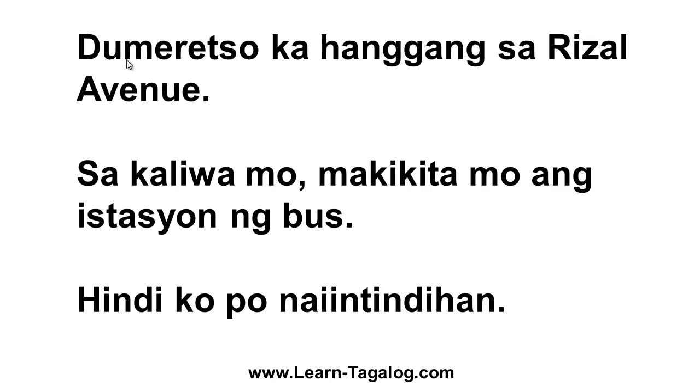Dumerecho. Now, derecho means straight or straight ahead. Now, notice the um, I'm going to talk about that in the upcoming videos, is a way to take the direction straight and make it into a verb. Dumerecho. Go straight. You. Ka, right, is you. So go straight, you, or you go straight. Hanggang is until. Sa Rizal Avenue. I'm going to use this sa as an at, okay? Until at Rizal Avenue. So you go straight ahead until at Rizal Avenue. Good. All right. Let's move on.